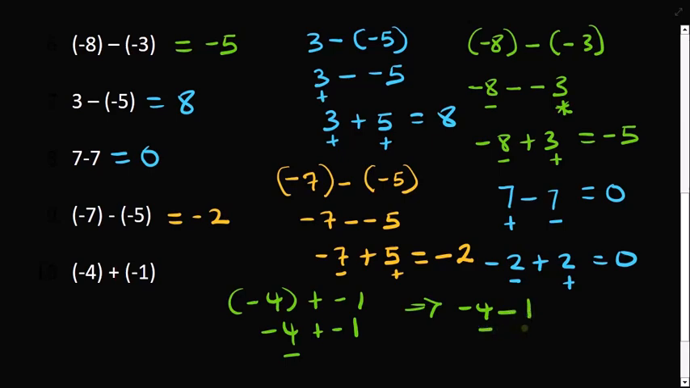Here we have negative 4, we have negative 1. Since the signs are the same, we add them. 4 plus 1 is 5. But we want to keep a negative sign, so minus 5. And we are done with this very exercise.